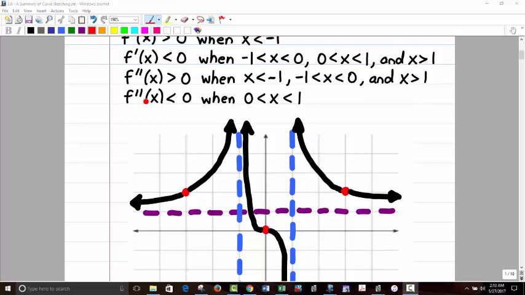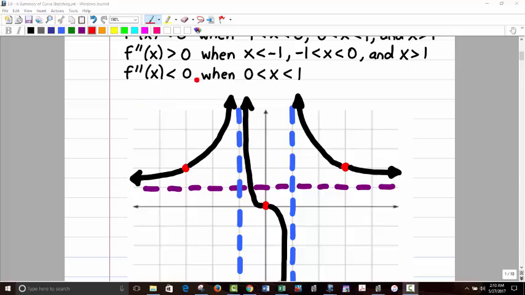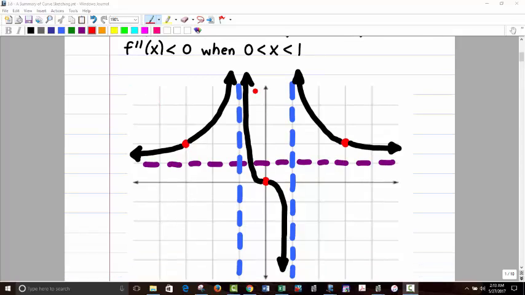But f double prime of x is going to be less than 0 when x is between 0 and 1. So it means it's concave down between 0 and 1. So that definitely means you've got (0, 0) as a point of inflection. Concave up, flattens out, concave down. Boom, we have it.